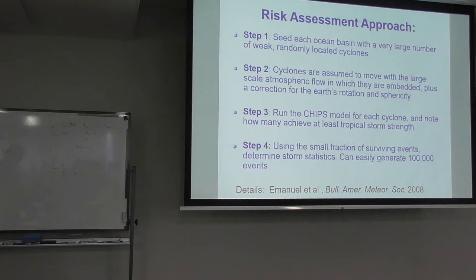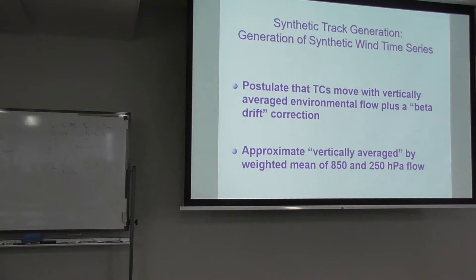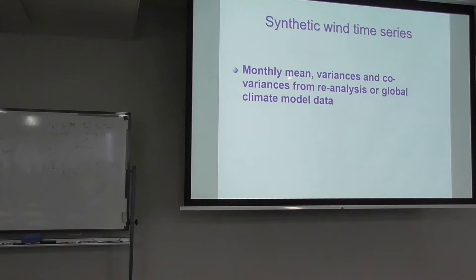So let me get into somewhat more detail of this. We specifically postulate that the storms move with a vertically averaged environmental flow, as I mentioned, plus a beta drift correction. With the environmental flow, I'm only using a weighted average of flow at two levels. No particular reason why, but we don't know better than to do that, I would argue. So we take these flows from the climate model, but we don't actually use them directly. What we do is derive certain statistics from the climate model or reanalysis: the monthly mean values of the flow at those two different levels, the variances of daily values from their monthly means, and the covariances among the four components. So you have U and V at two different levels, there are four wind components.